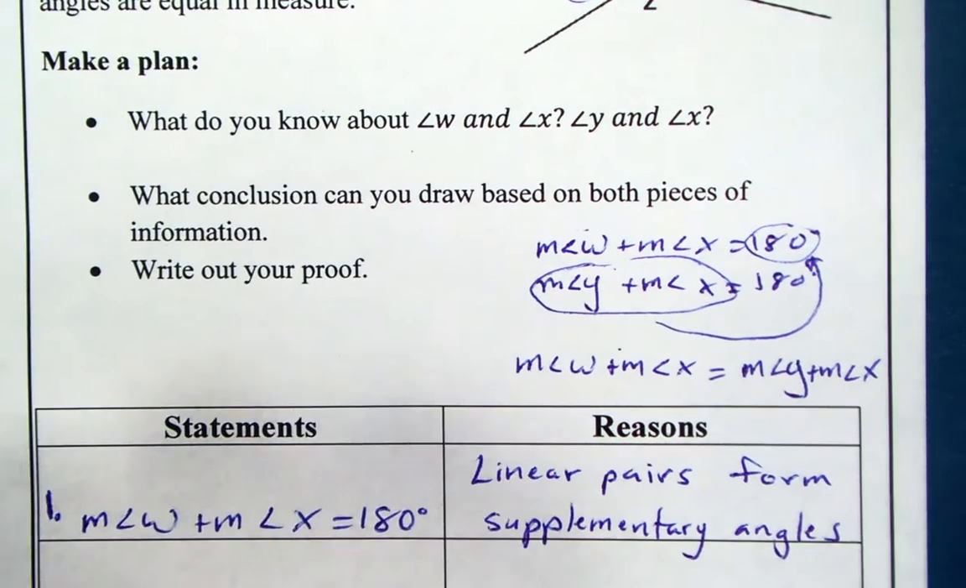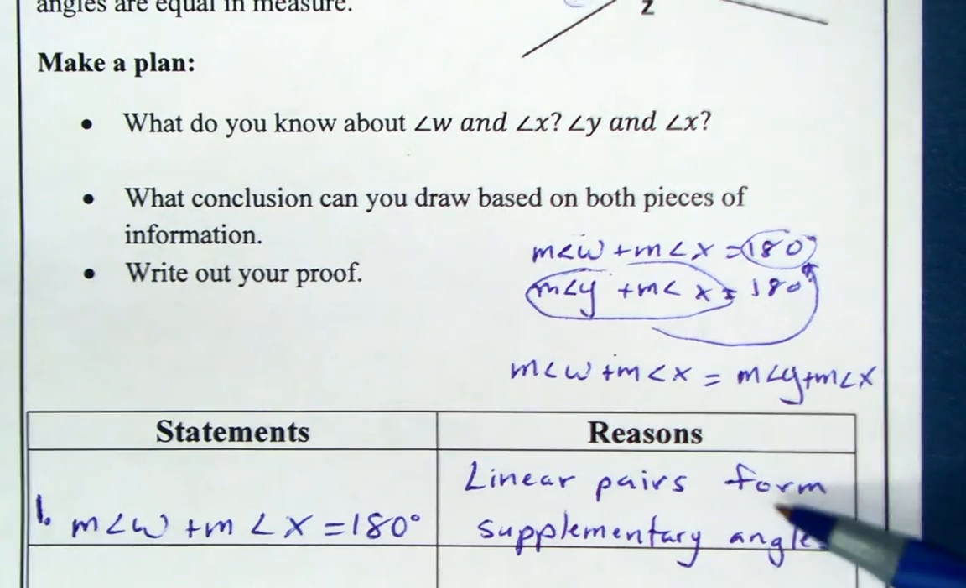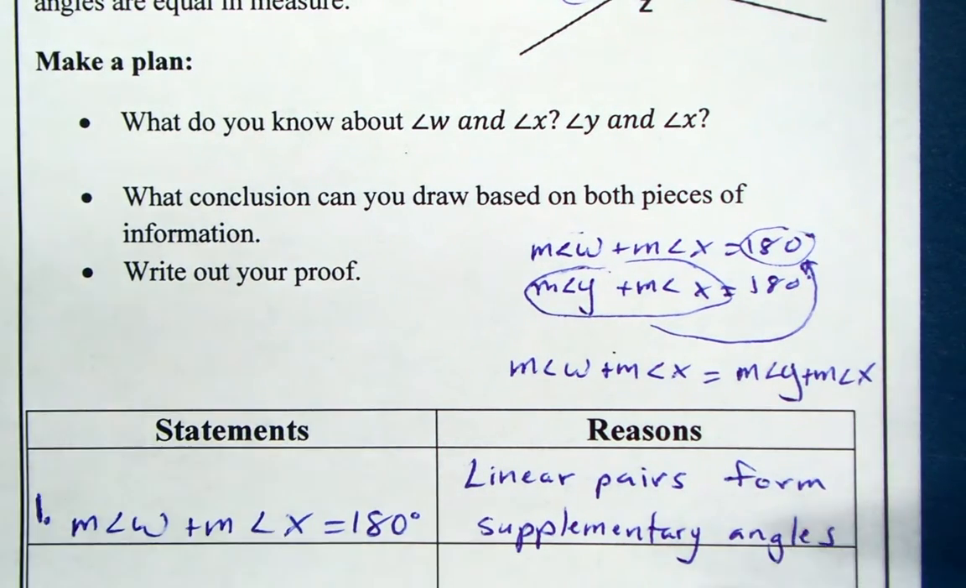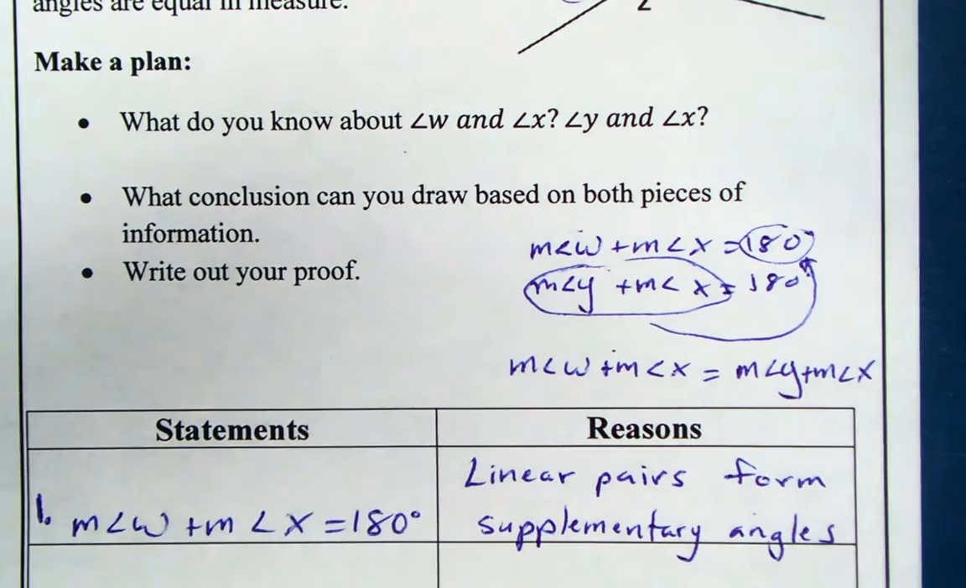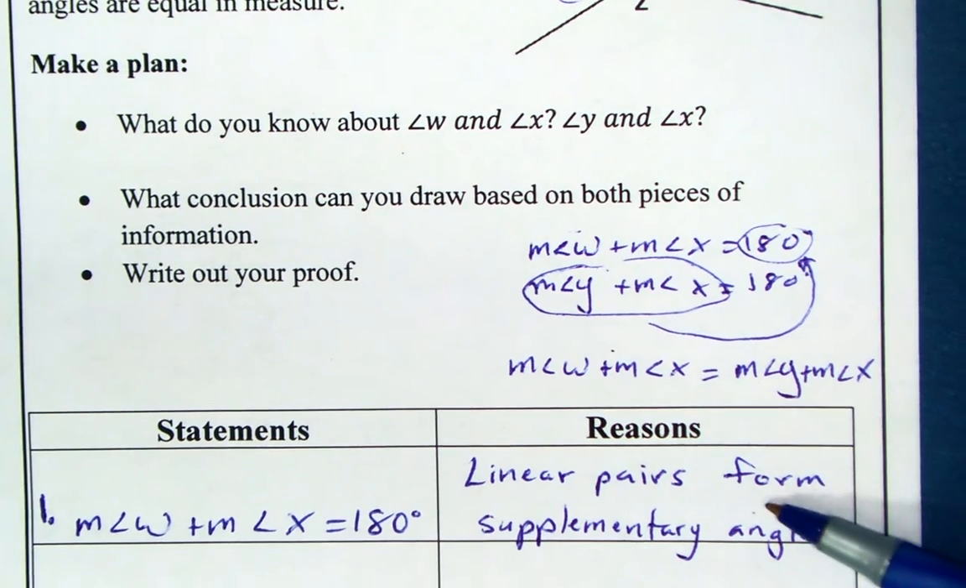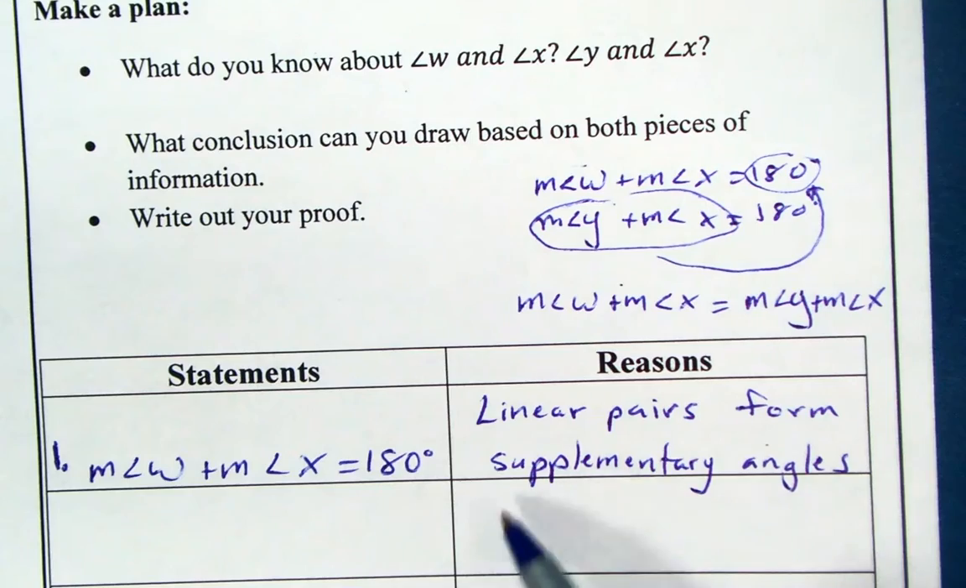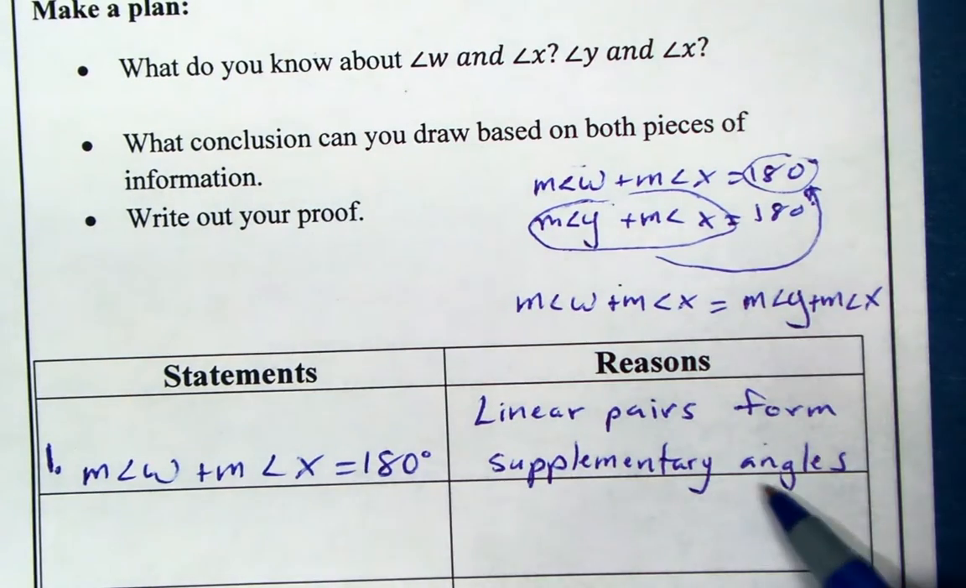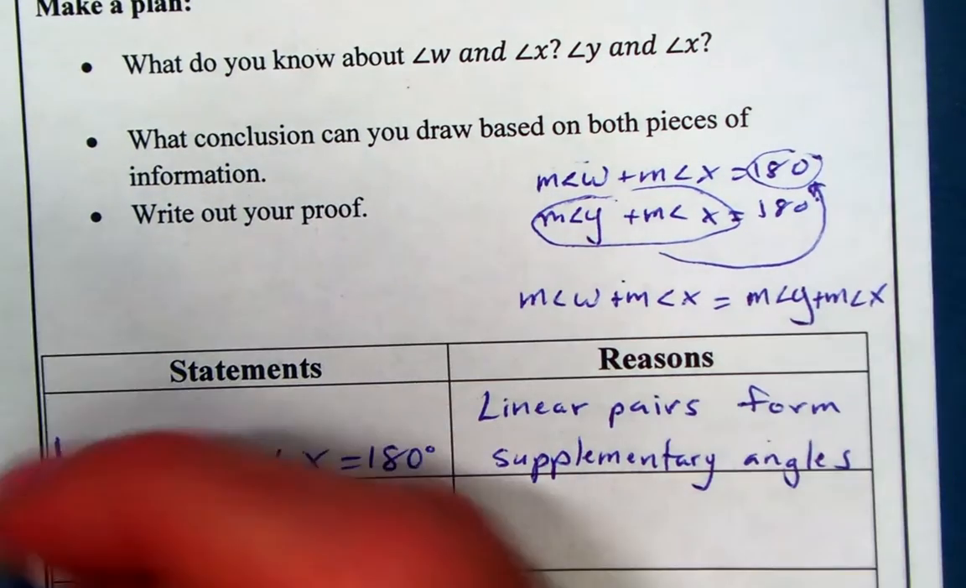Now, it's the reasons that are often the hard part. You're like, well, what am I supposed to say here? The definition of a linear pair, or linear pairs form supplementary angles? And it kind of comes with a little bit of practice and seeing examples, like how you write your reason. But we're going to say linear pairs form supplementary angles. That's something we already know to be true.